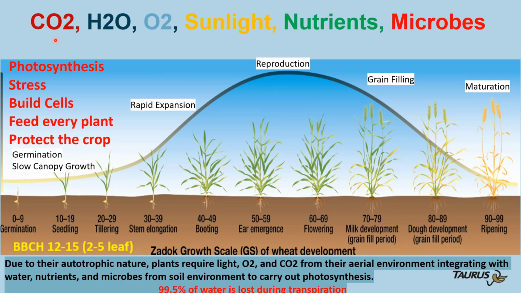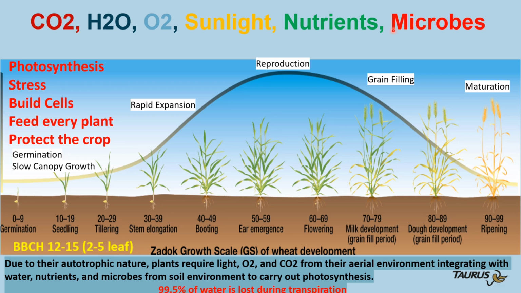And here's the story of the plant. The plant takes in CO2, water, oxygen, sunshine, mixes it with nutrients, and then burns off the microbes that recycle the nutrients in the soil. So I've added that to my list of key ingredients for making a plant.